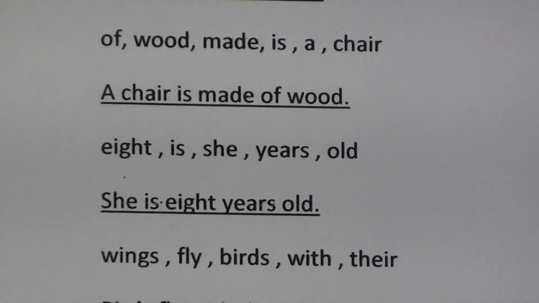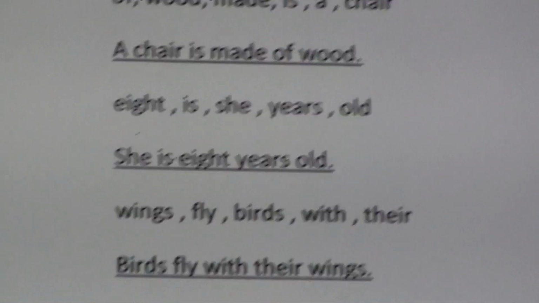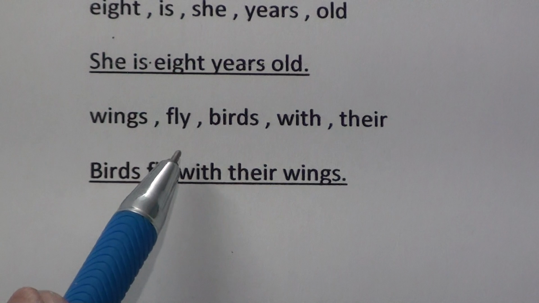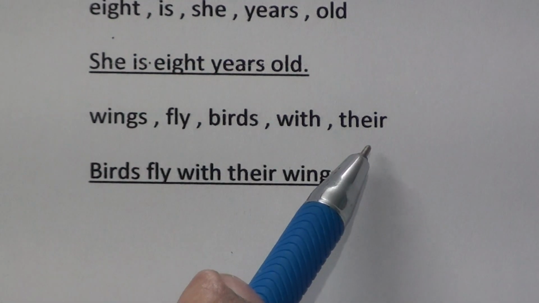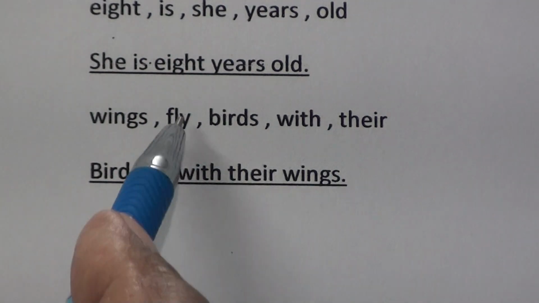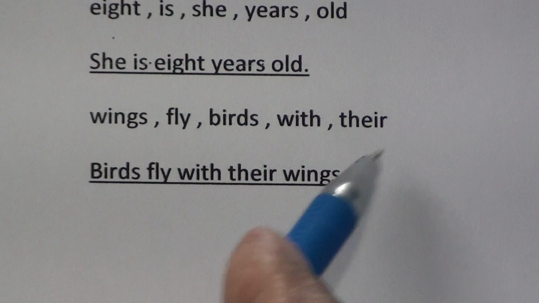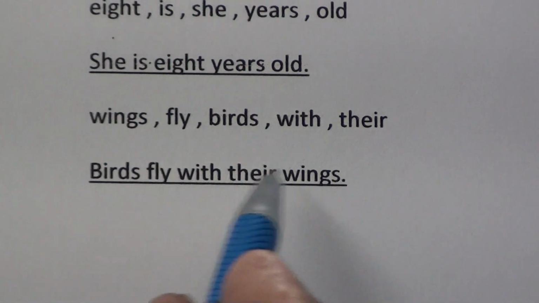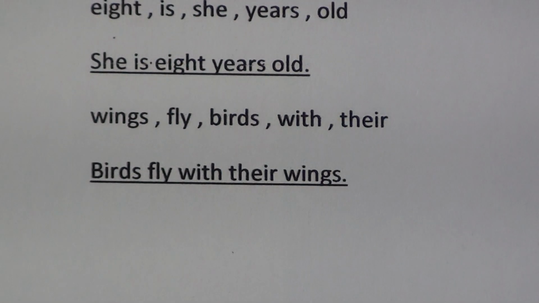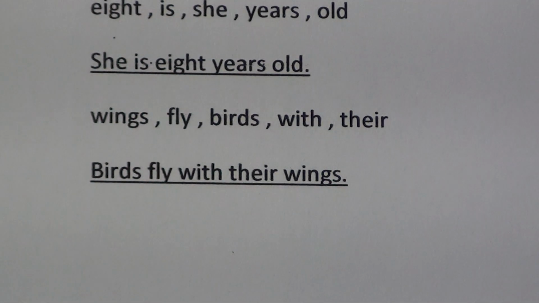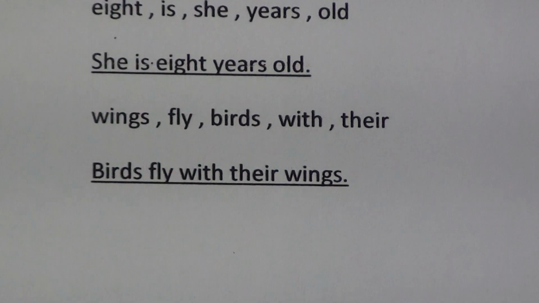Now let's take another group of words. Wings, fly, birds with their. Now let's put these words into their right order. Birds fly with their wings. Now the words are in their right order, so they make sense. Now it's a sentence.